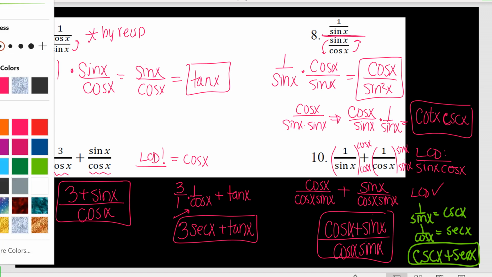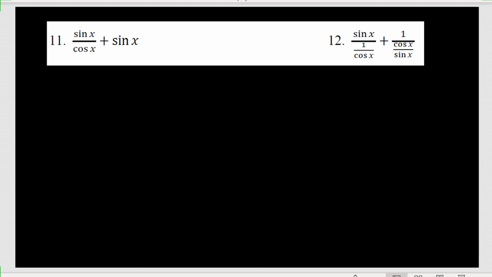We have just a couple more for our warm-up. Number 11, sine of x over cosine of x plus sine of x. Okay, let's take the easy route this time. We've gone a little bit more difficult and kind of thinking through fractions and stuff the first few. So sine of x over cosine of x is equivalent to tangent of x. That is a quotient identity, and then plus sine of x. That answer is perfectly fine. There's nothing wrong with it.